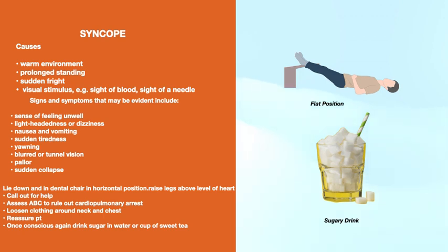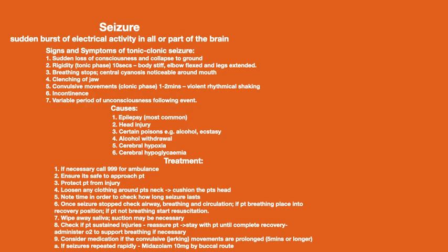Reassure the patient. Once the patient regains consciousness, offer a drink, for example, sugar in water or a cup of sweet tea. Typical characteristics of a generalized tonic-clonic seizure include sudden loss of consciousness and collapse to the ground, rigidity (tonic phase, lasting for approximately 10 seconds), breathing stops, central cyanosis, particularly noticeable around the mouth, clenching of the jaw, convulsive movements (clonic phase, lasting for 1 to 2 minutes), incontinence, and a variable period of unconsciousness following the event.